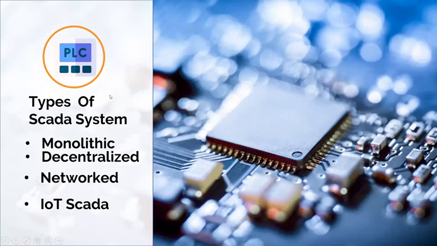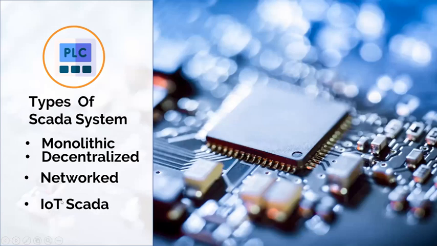So we will go to the next part, which is the types of SCADA system, and these types are categorized according to when they were invented. The monolithic type was the first to be invented. Then we have the decentralized system. Then we have the networked system, and we have the IoT SCADA system. IoT means the Internet of Things SCADA system.